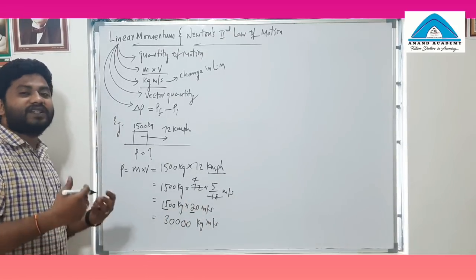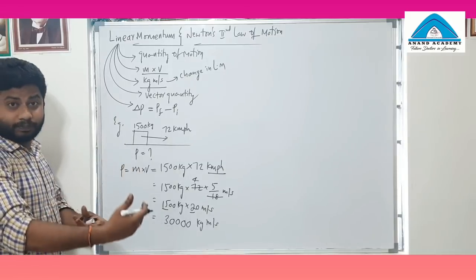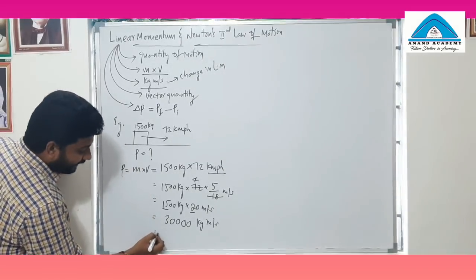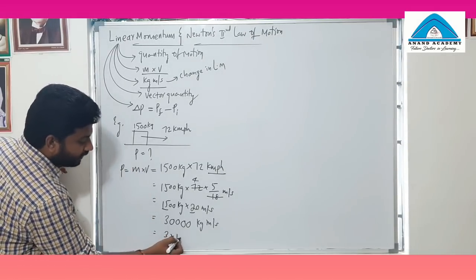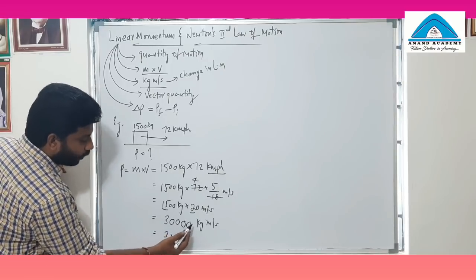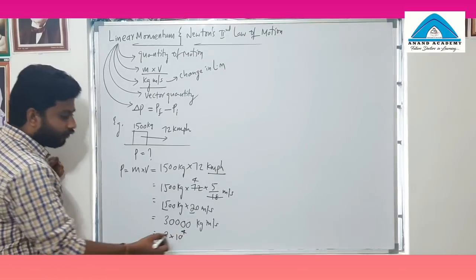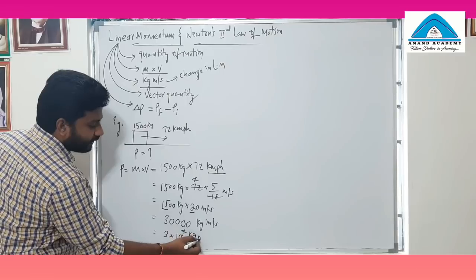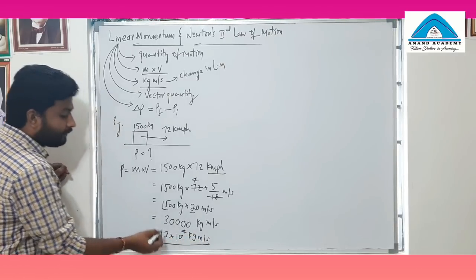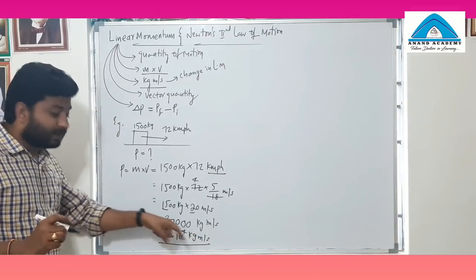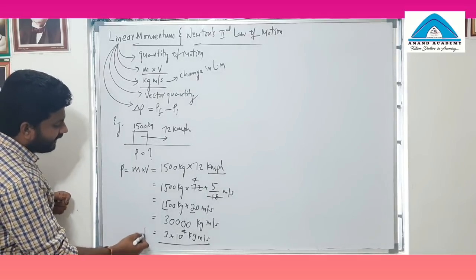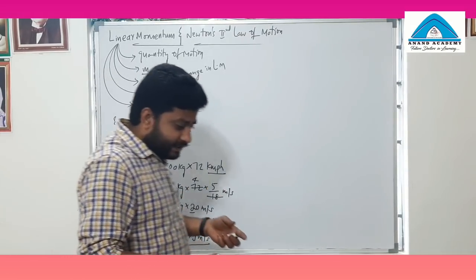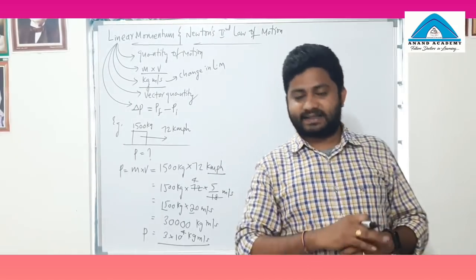If you want to represent it in terms of 10 to the power, I can write it as 3 into 10 to the power 4 kg meter per second. Our linear momentum will be in SI units, which is kg meter per second. So this is the final answer. Like this, the basic questions will be asked.